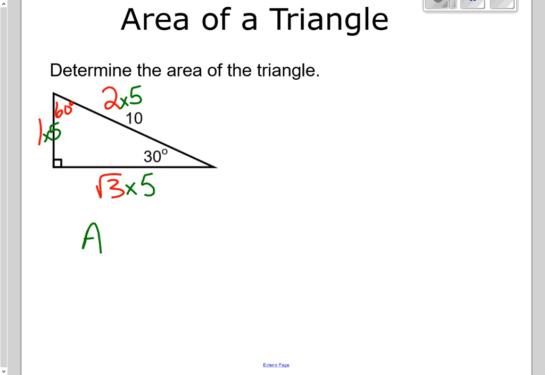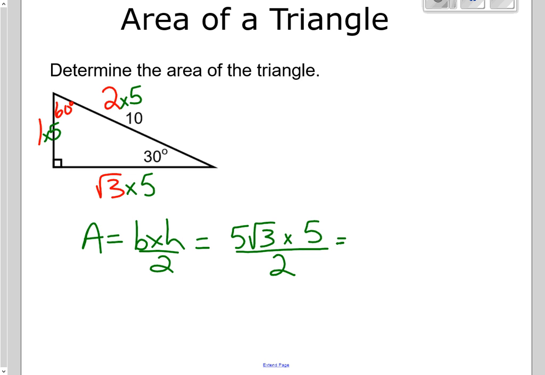And now when I find the area of my triangle, I know it's base times height divided by 2. I can see that my base is 5 root 3 times my height, which is 5, divided by 2. And that's going to give me 5 root 3 times 5 is 25 root 3 over 2. And that would be my area for this triangle. My exact area for the triangle. Okay, so we want to use our special triangles when we're looking for exact values. So this is a good example.